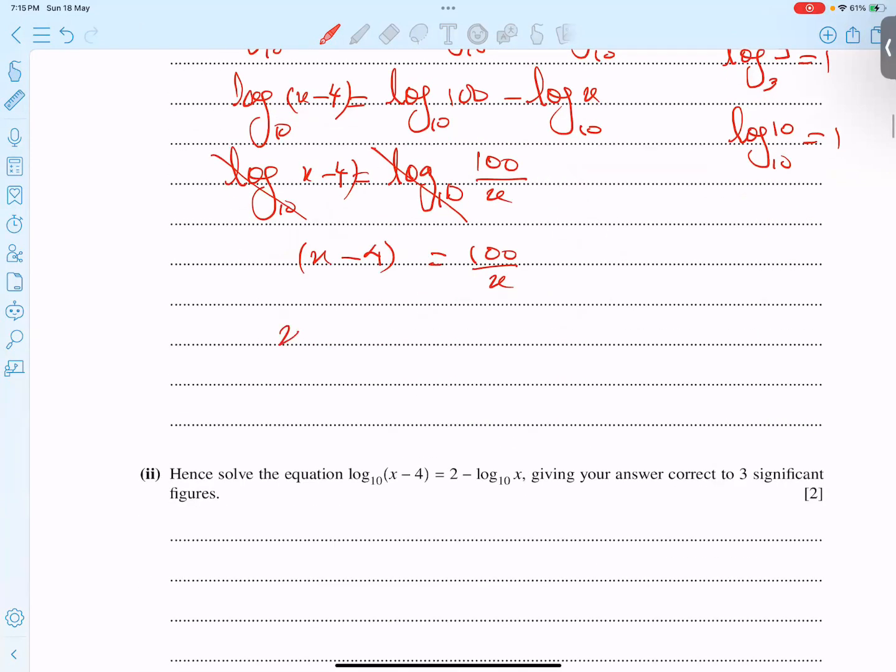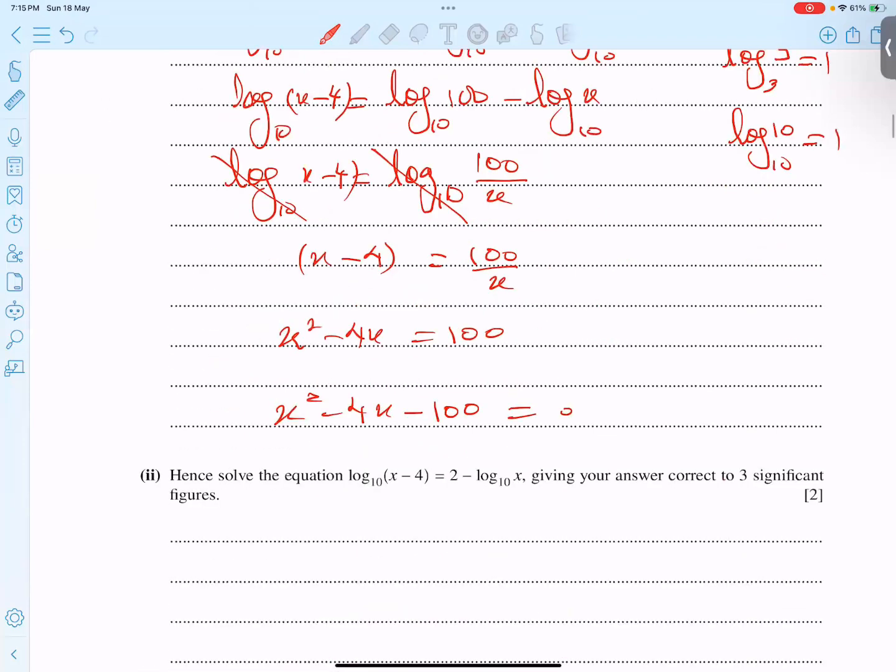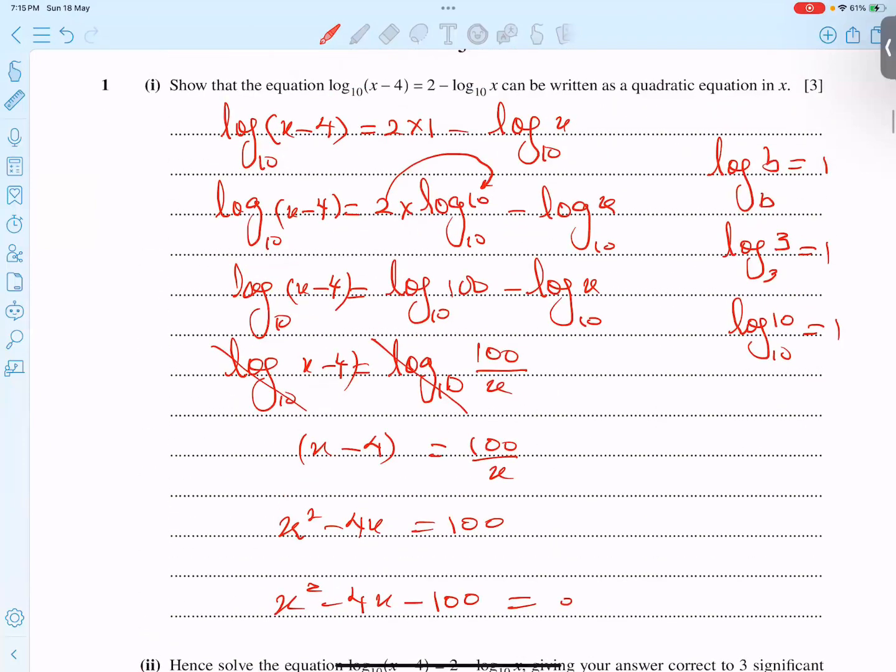Now I'm close to the answer: x squared minus 4x equals 100, and I brought it to the left hand side. Alhamdulillah Rabbil Alameen. So I have done it, and this was asking to find the quadratic equation. So this part is very, very clear. So let's go to the next part.